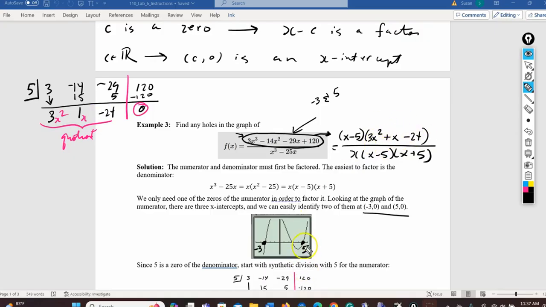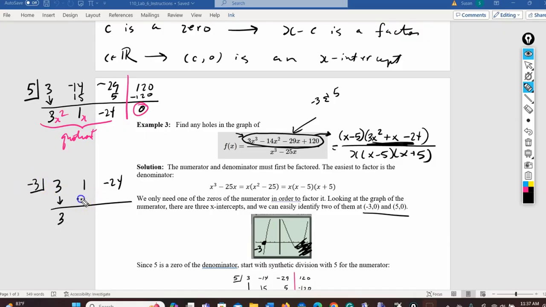How do I break this one down? Well, 5 was a 0. And now let's use the other 0, which was negative 3. Let's break this one down. So I'm going to have 3, 1, and negative 24. And then I'm going to put negative 3 in the box. And then I'll be able to break this polynomial down, and then it'll be fully factored.